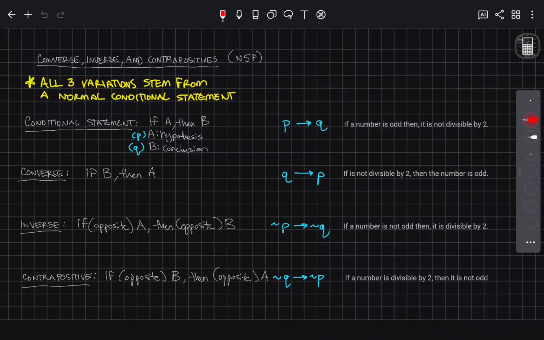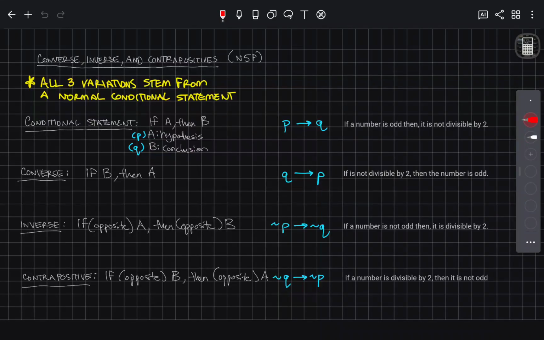Inverse is going to be the opposite of whatever your conditional statement was. So if your statement is, if I like candy, then I eat candy, the inverse would be, if I don't like candy, then I don't eat candy. So it's still the if A, then B, but it's going to be the opposite of what A was originally and the opposite of what B was originally.